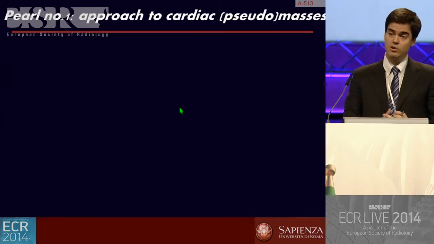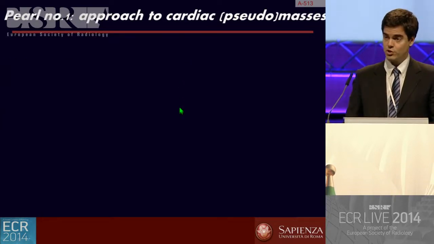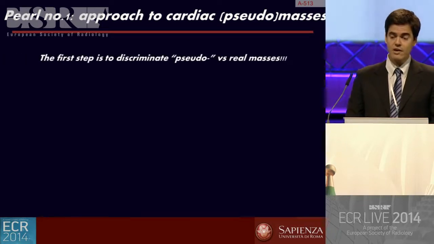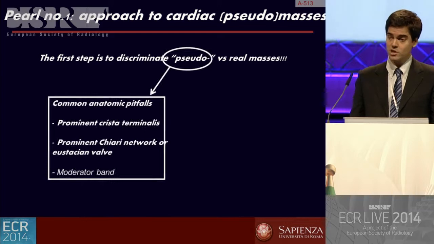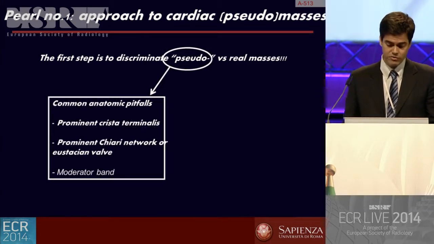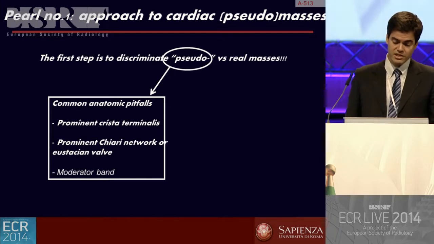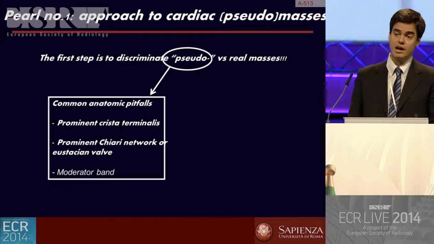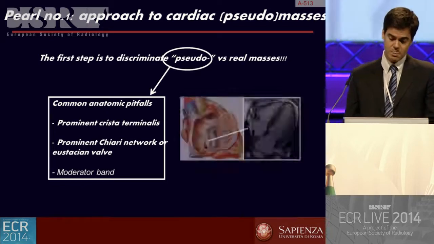So first pearl, hopefully useful for you for daily clinical practice. Whenever you have a request for a cardiac mass, you have to realize and ask yourself whether it is a pseudo or a real mass. Pseudomasses are common anatomic pitfalls. We saw the case of the prominent crista terminalis before. There is a prominent Chiari network or Eustachian valve, which has almost the same location, or a hypertrophic moderator band, which is in the right ventricle, may mimic a pseudomass.